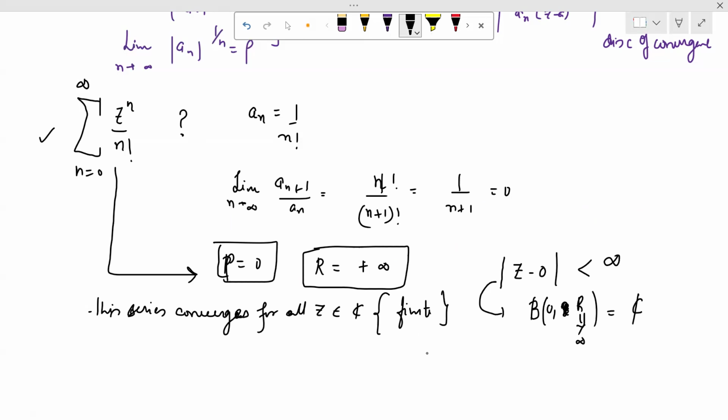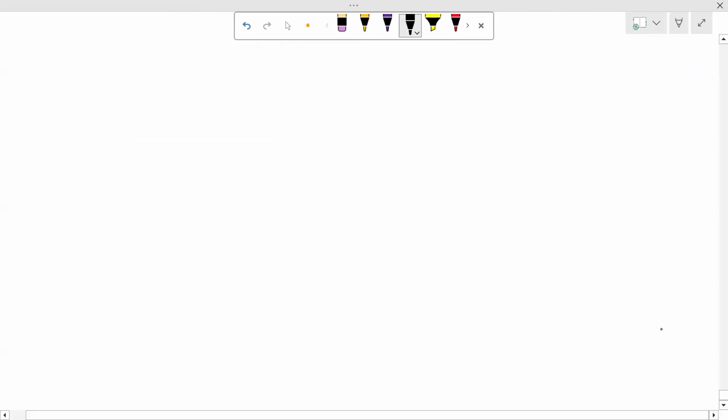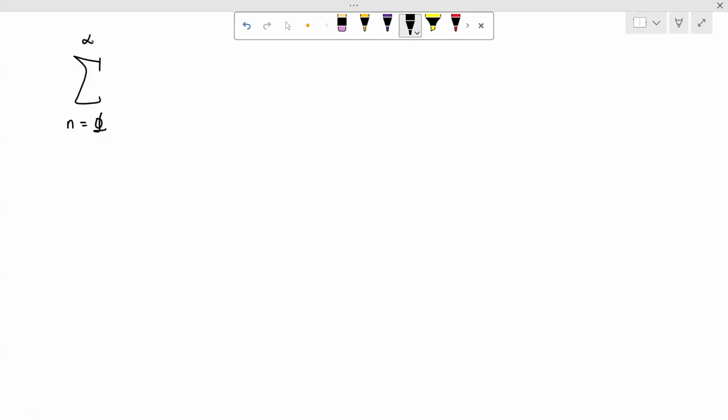Yes, sir, please. Okay, now let us take another example. Let us say I'm not talking of factorial, and I'm talking of something like this. Let us take the summation n equals 1 to infinity of z raised to power n divided by n. Then how to find the radius of convergence?